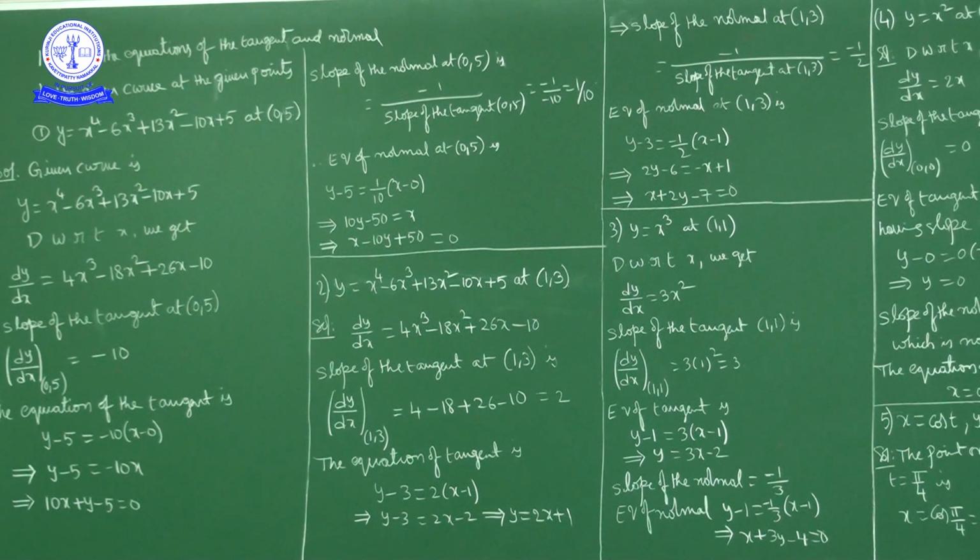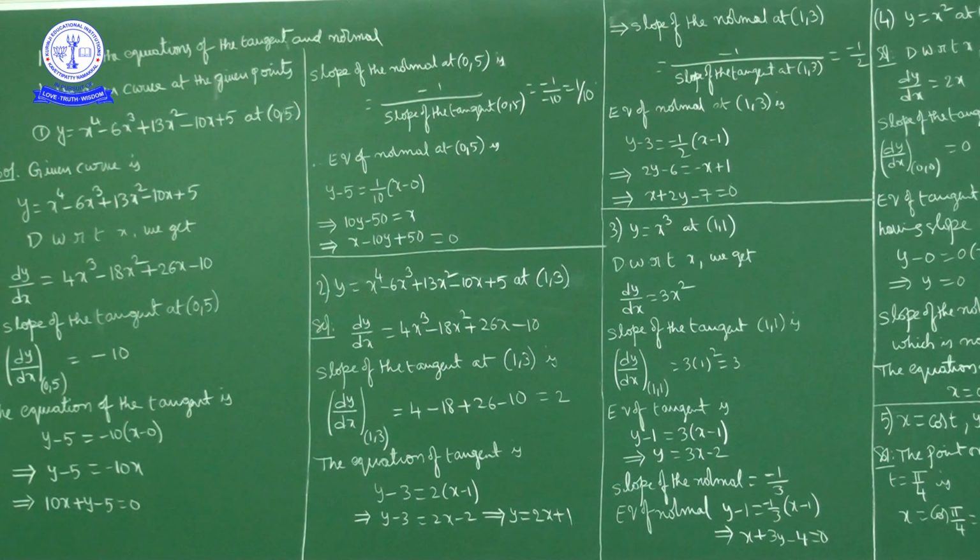So equation of normal at 0 comma 5 whose slope is 1 by 10 is y minus 5 is equal to 1 by 10 into x minus 0. Okay, so what we got? x minus 10y plus 50 is equal to 0. Okay, second question. Given curve is y is equal to x power 4 minus 6x cube plus 13x square minus 10x plus 5 at 1 comma 3.